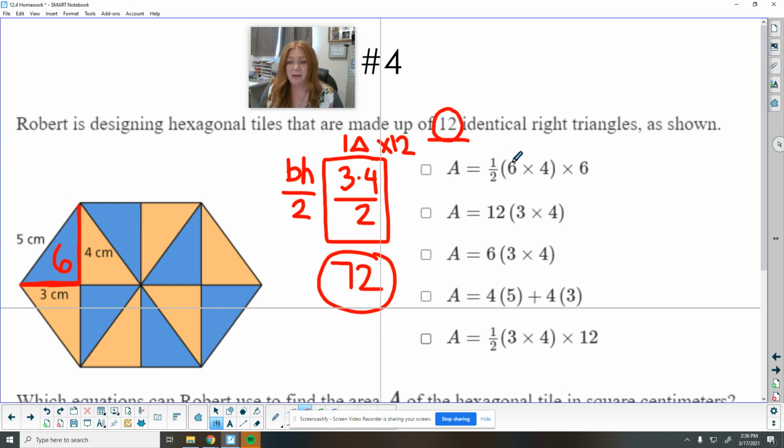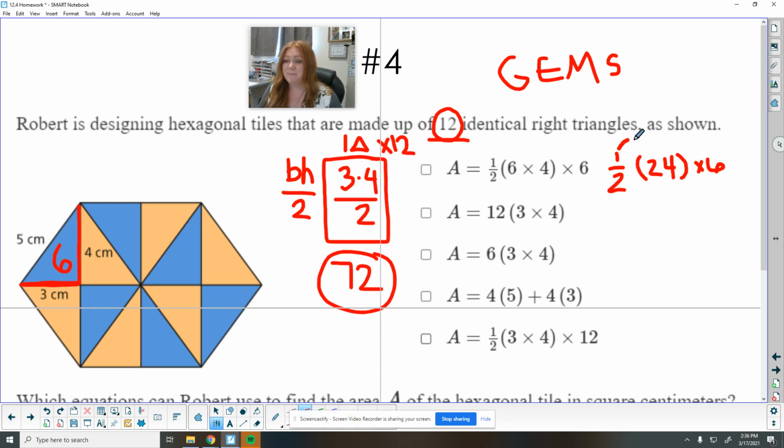So we come here and we do parentheses first. We still need to follow our order of operations, so we do our groups first. 6 times 4 is 24. So now we have half of 24 times 6. We don't have any exponents, so we need to multiply. Half of 24 is 12. 12 times 6 is 72. So this works here. They took 2 triangles together to get 6 here. They did 6 times 4, and then they said we have 6 orange and blue groups. So that one works.